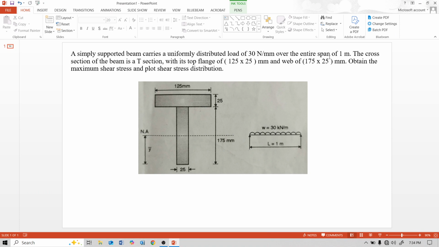This is the third numerical on shear stress distribution. A simply supported beam carries a uniformly distributed load of 30 kN per meter over the entire length of 1 meter. The cross section of the beam is a T section with its top flange of 125 by 25 mm and web 175 by 25 mm. Obtain the maximum shear stress and plot the shear stress distribution.